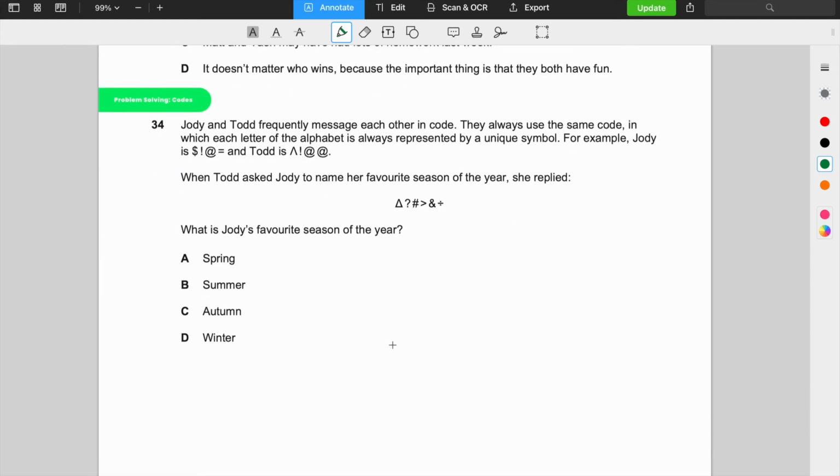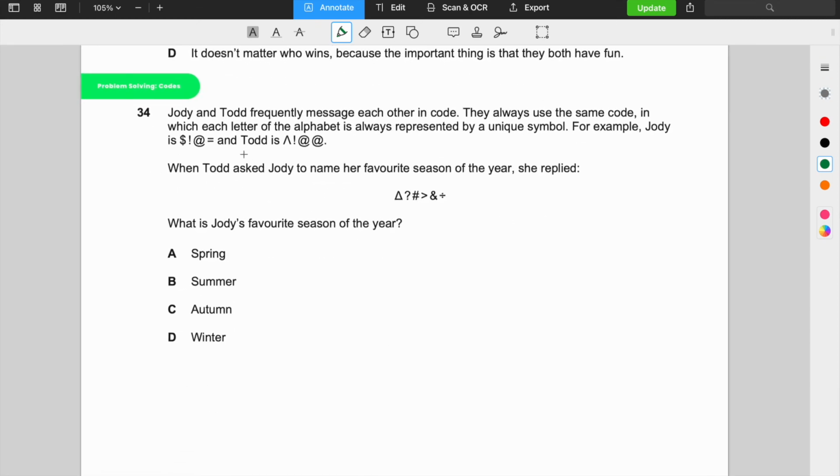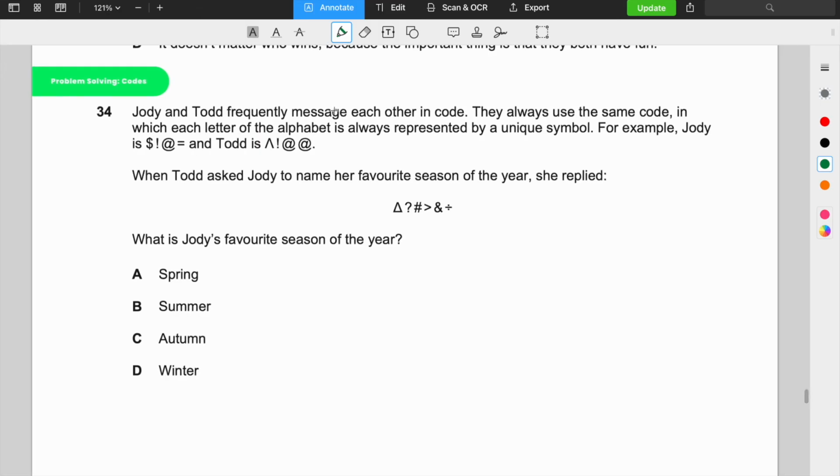Okay. Right, this one is a code question. So Jody and Todd frequently message each other in code. They always use the same code in which each letter of the alphabet is represented by a unique symbol. Okay, so each letter of the alphabet is represented by a unique symbol. You have to make sure you understand what that means. That means that each letter has a different, unique means different, one of a kind symbol. So J will stand for something different to what O stands for and vice versa. Now, if we look at this code, right, compare, right? Code questions are all about similarities and differences. That's all you have to do.